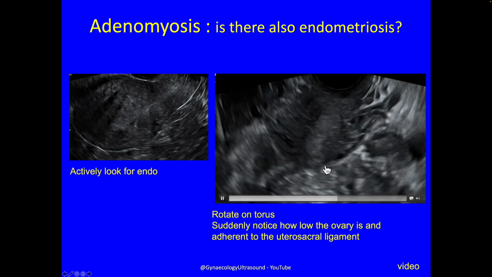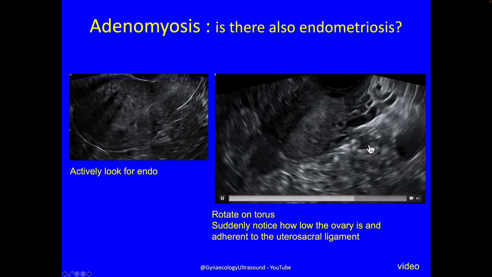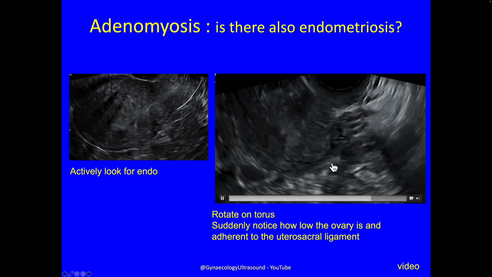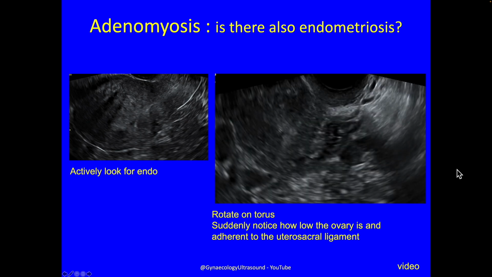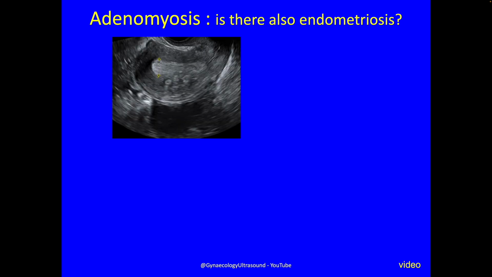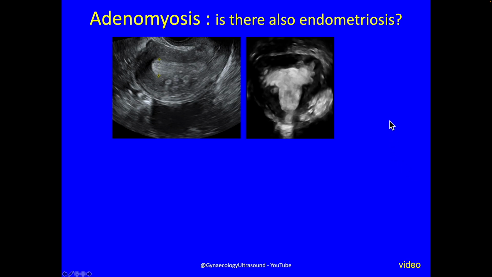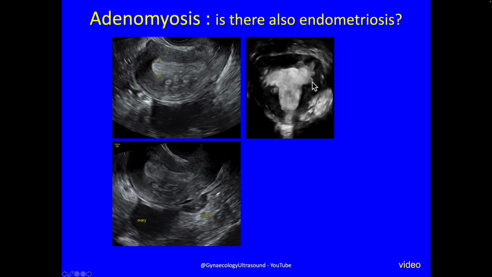It all moves nicely, but here you can suddenly see the ovary is adherent to the left uterosacral ligament. So there is endometriosis, and we need to look for more. In this example, this is the endometrial cavity. On 3D, you can see this budding of endometrium into the myometrium.